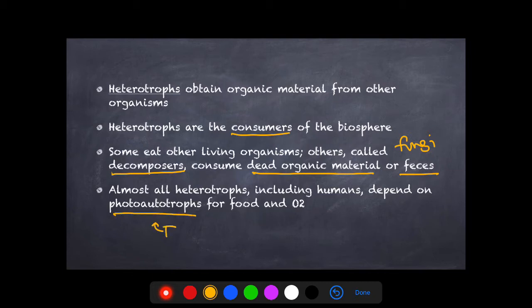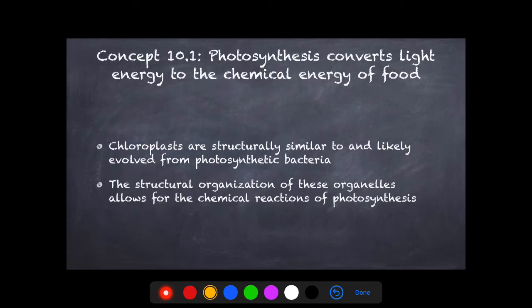But all heterotrophs, whether it's humans or animals, depend on photoautotrophs such as plants in order to get food as well as oxygen. Because remember, plants take in carbon dioxide, but they release oxygen, which we need. Okay, so that was just an intro into this chapter. In 10.1, we're going to see how photosynthesis converts light energy into chemical energy for food. Remember, light energy is coming from the sun. Chemical energy would be like the sugar.